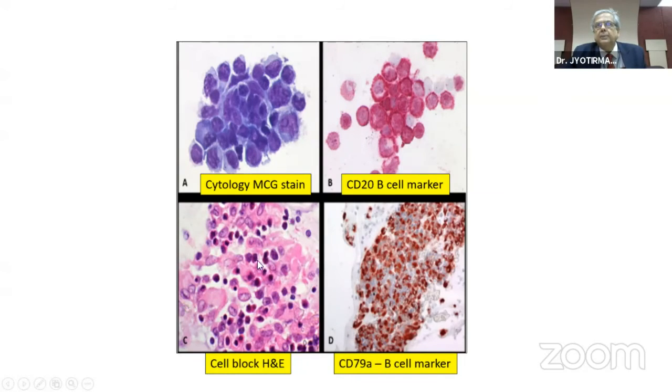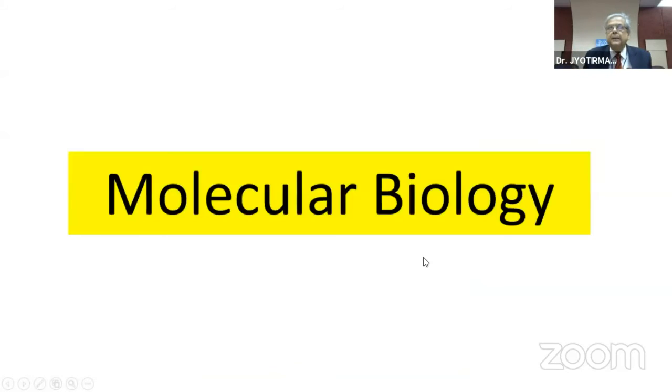And you can see the cell block preparations showing the necrotic background lymphoma cells, which can be stained with the CD20 B cell marker or CD79A B cell marker.